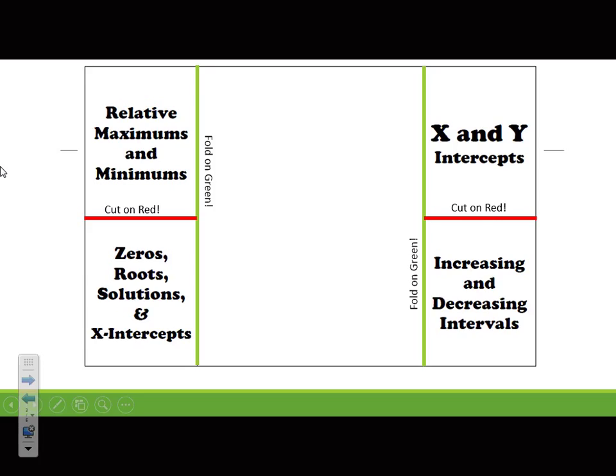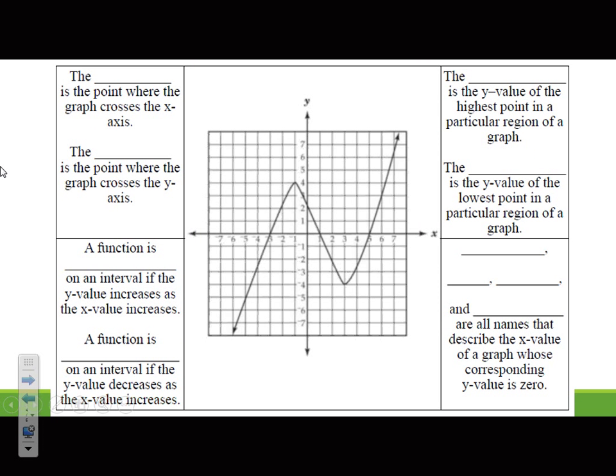This is going to be the front and back of your foldable. Where it shows green, you're going to fold those over. Where it shows red, that's where you're going to be cutting. Now we're going to look inside the foldable, and we're going to be filling this in.